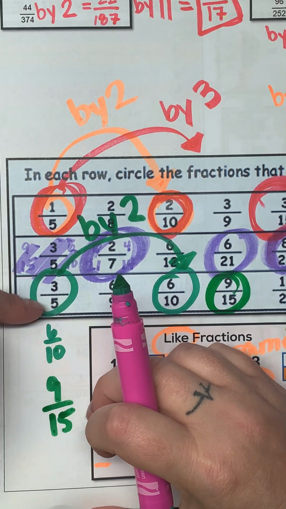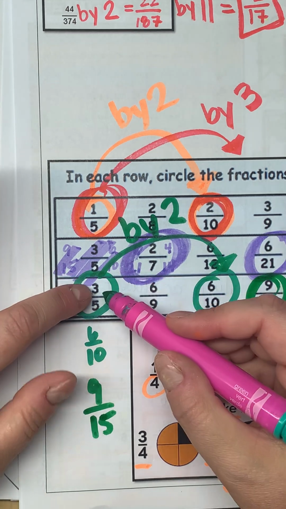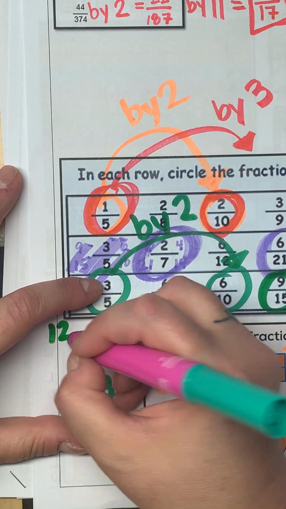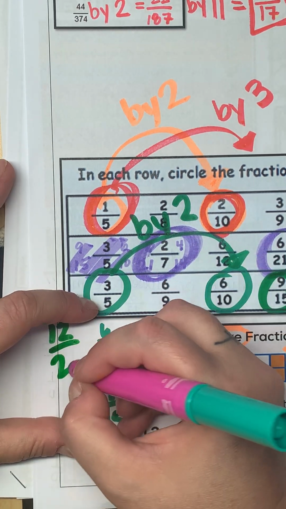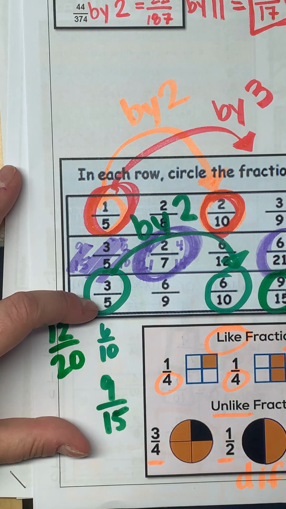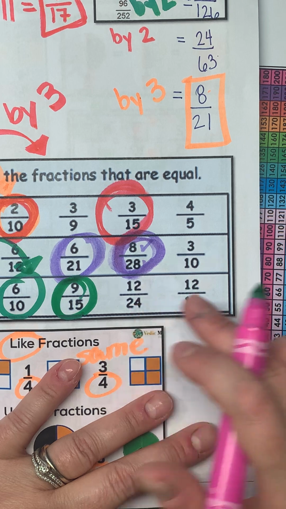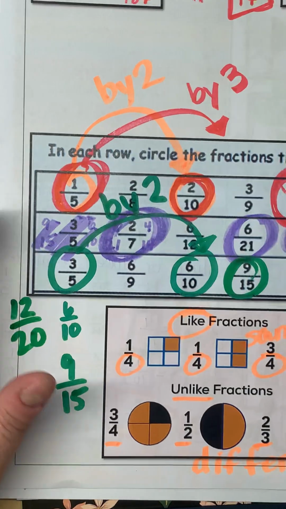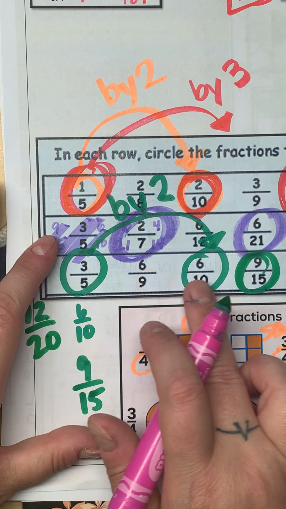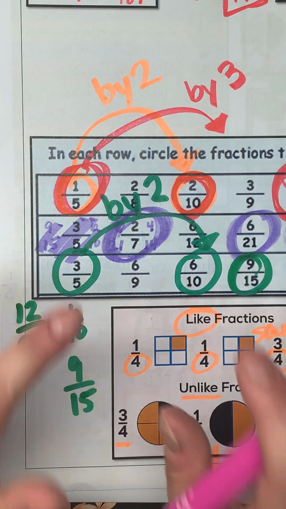Okay, now let's try multiplying by 4. 3 times 4 is 12. 5 times 4 is 20. And we don't have that, because these last two are 24 and 18. So the only 3 equivalent fractions are these 3 right here.